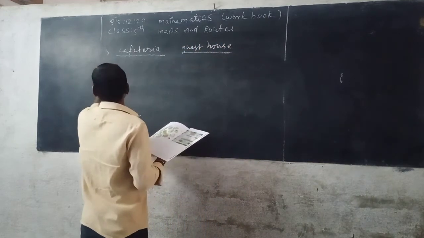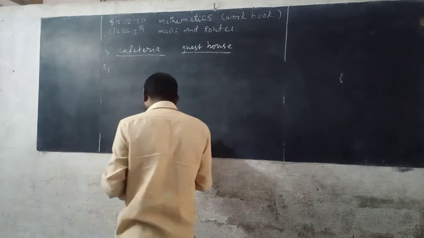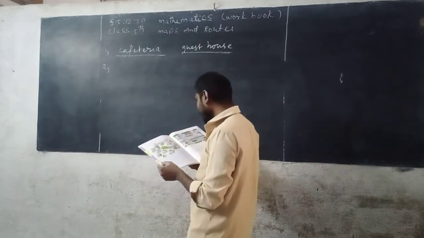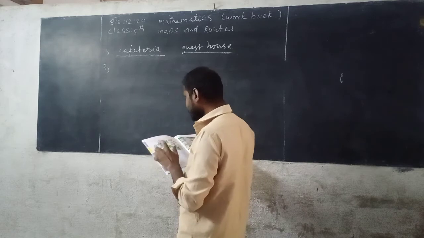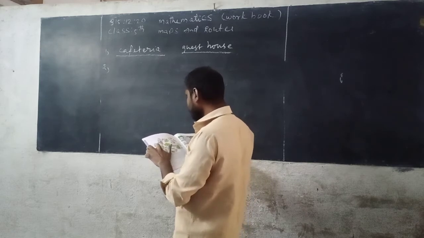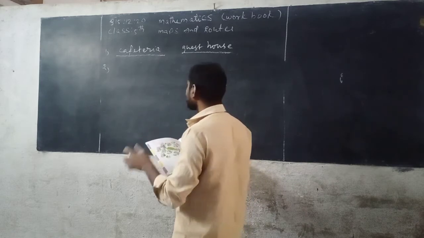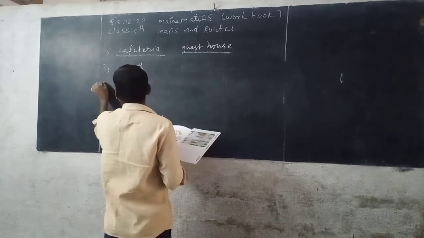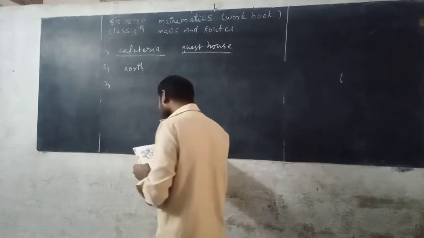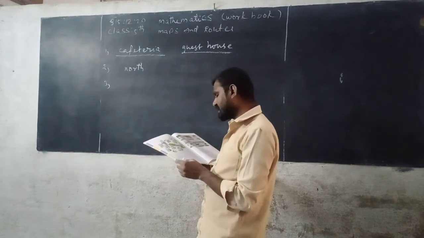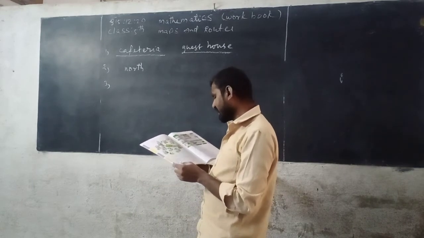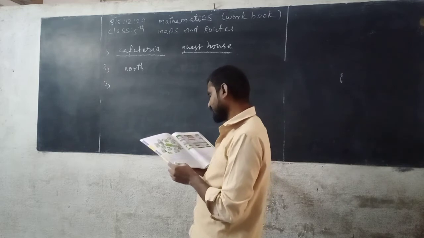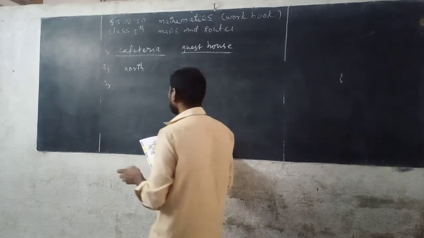Second one, the student's hostel is towards the dash side of the school premises. This is the school premises, school hostel. See, north side, better. Third one, the restaurant is towards the dash side of the school premises. Restaurant, south side, better.